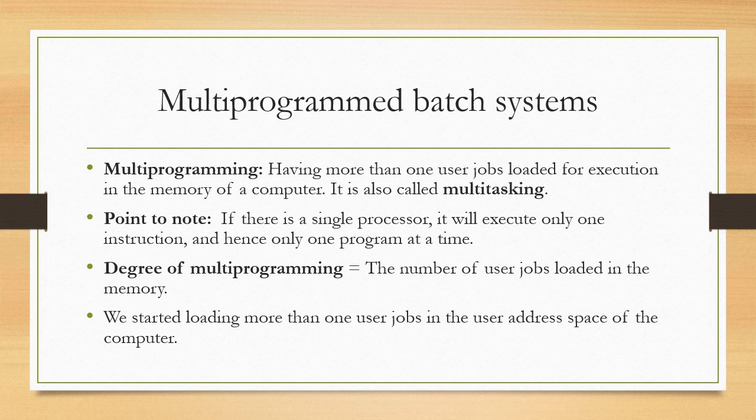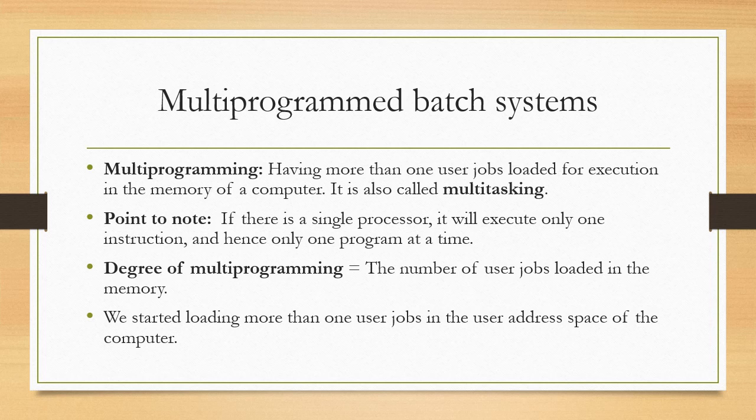This brings us to the third kind of computers in this history: multi-programmed batch systems. Let us first talk about multi-programming. Multi-programming is having more than one user job loaded for execution. Mind you, loaded for execution. I'm not saying having more than one user job executing. No, I repeat, having more than one user job loaded for execution in the memory of a computer is multi-programming, and it is also called multitasking.